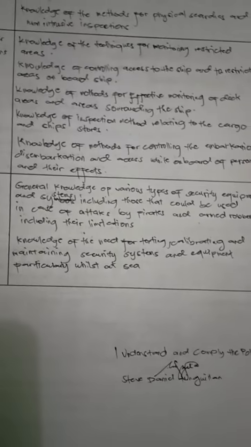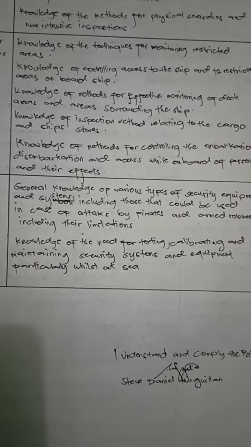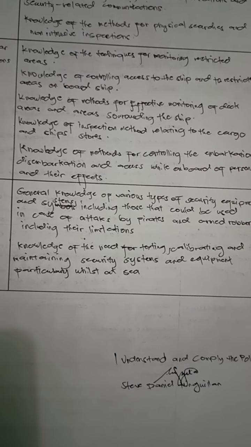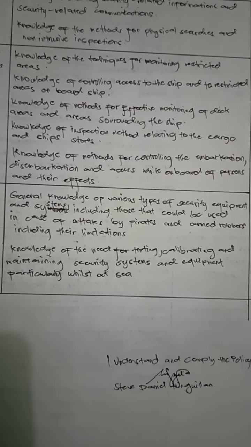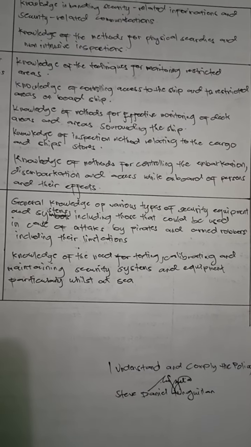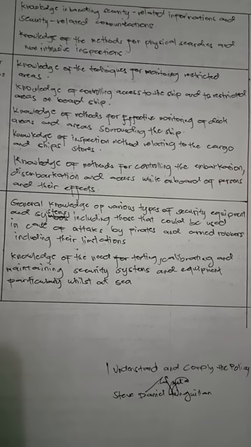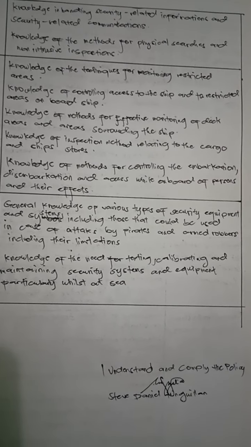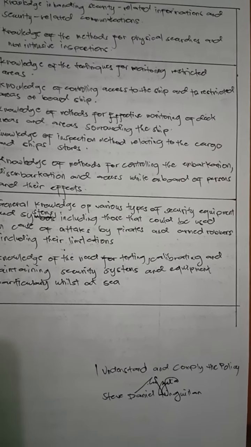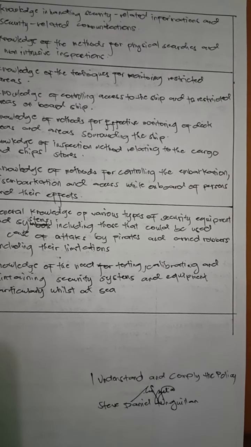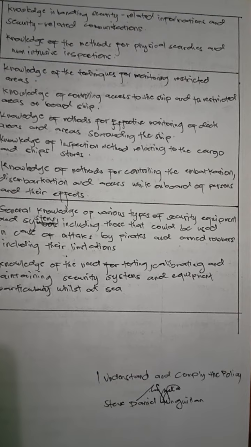So, we have here general knowledge of various types of security equipment and systems, including those that could be used in case of attacks by pirates and armed robbers, including their limitations. Lastly, the knowledge of the need for testing, calibrating, and maintaining security systems and equipment, particularly those used at sea.